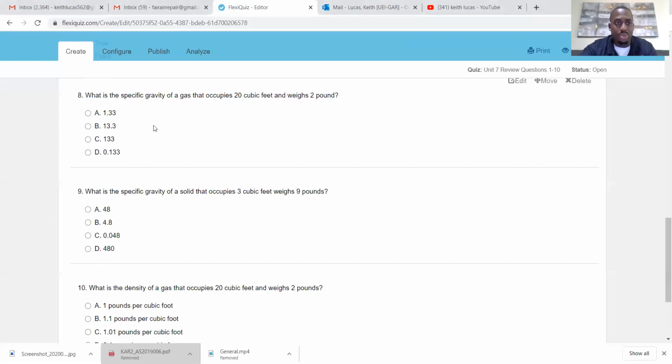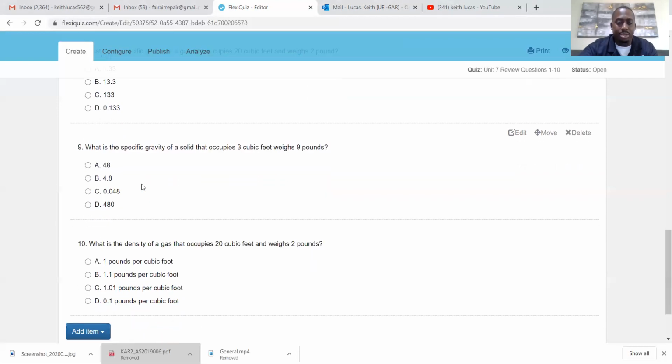So the answer to number 8 is A, 1.33, because 2 divided by 20 gives us a density of 0.1, and that density is then divided by the density of air, which is 0.075, and then the answer is 1.33. 0.1 divided by 0.075 is 1.33. So number 8 is A.